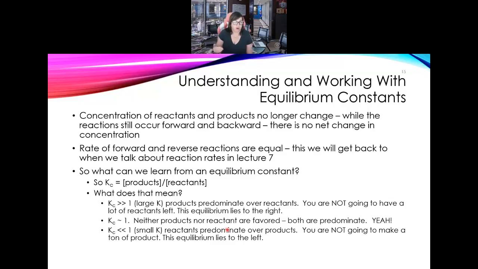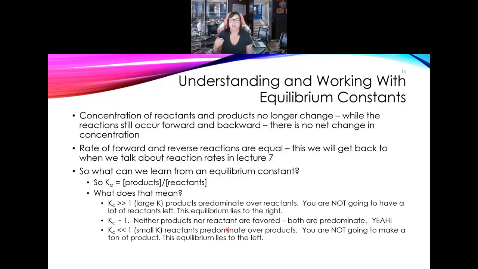What if K is approximately 1? Then the product and the reactant are in roughly the same concentration, and therefore there's no predominant direction. Backwards and forwards are considered in the same way.